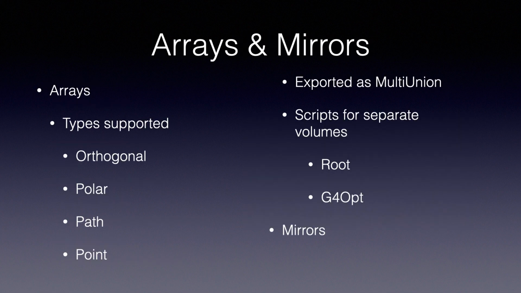Munther, with a lot of experience of Geant4 from his time at Lockheed Martin, realized that implementing arrays of GDML objects would be an extremely useful facility, and this is what he has done. They're exported as a multi-union, which means they're that much more efficient.